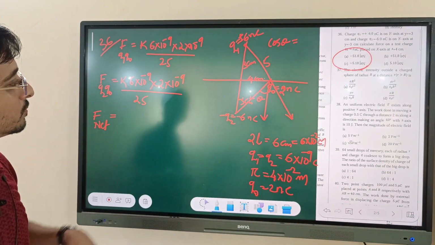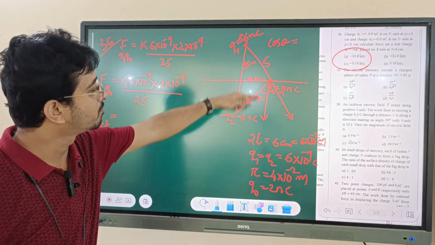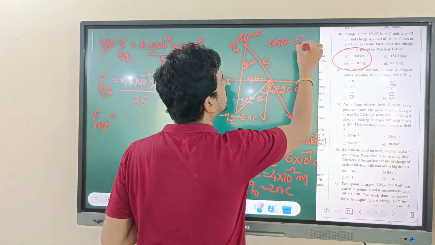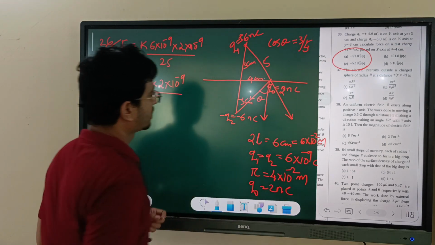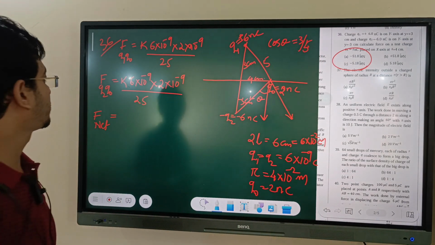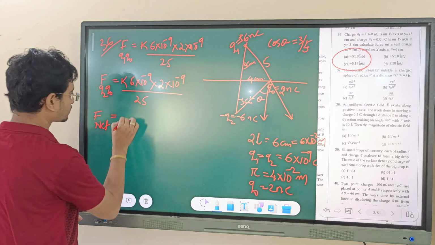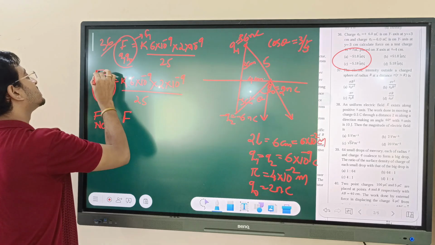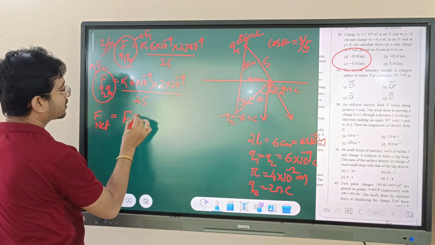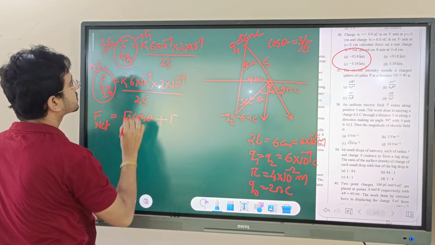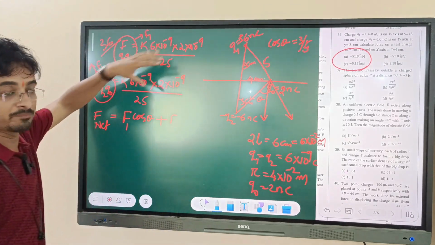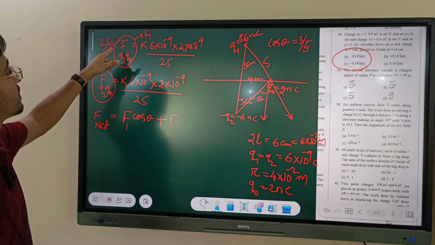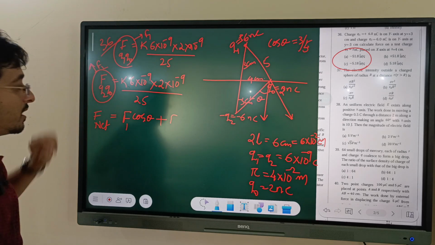Cos theta will be equal to base by hypotenuse. This is 3, this is 3, and this is 5. Cos theta is equal to 3 by 5. Then F net will be equal to, let me denote these as F1 and F2, F1 cos theta plus, sorry, I can write here only F because their magnitude is the same. The magnitudes of F Q1 Q0 and F Q2 Q0 are the same, so instead of them I can write here only F.